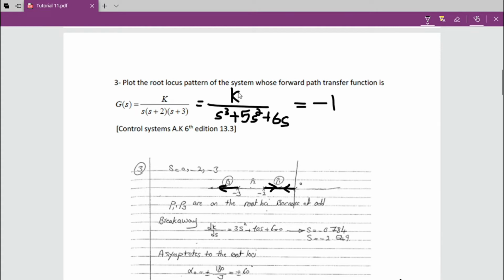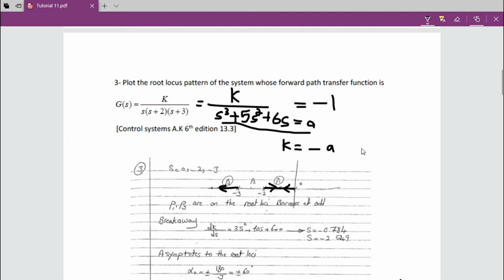If we solve for this, K is equal to negative denominator. Let's say this part is equal to A. So K is equal to, if we take this A and multiply it by -1, you'll get negative A, where A is equal to this denominator. Now what we need to do is differentiate K and equate it to 0. So we'll be getting the minimum output. It will give us the breakaway and the break-in points.